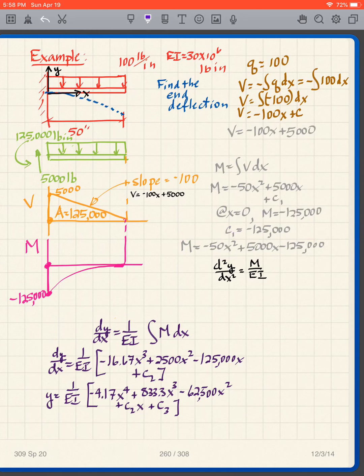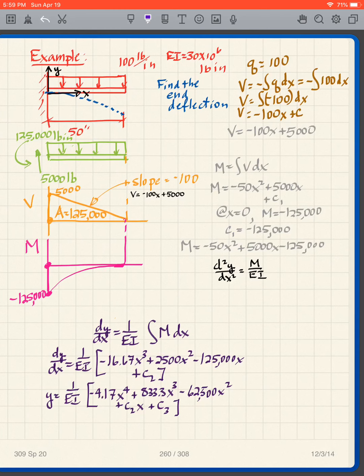Now I'm going to integrate this two more times, and I have to remember to put in the constant 1 over EI. So I integrate it once, so dy/dx is going to be equal to 1 over EI times the integral of M dx, and it's just a polynomial, so I integrate that polynomial and then I put in the c2.